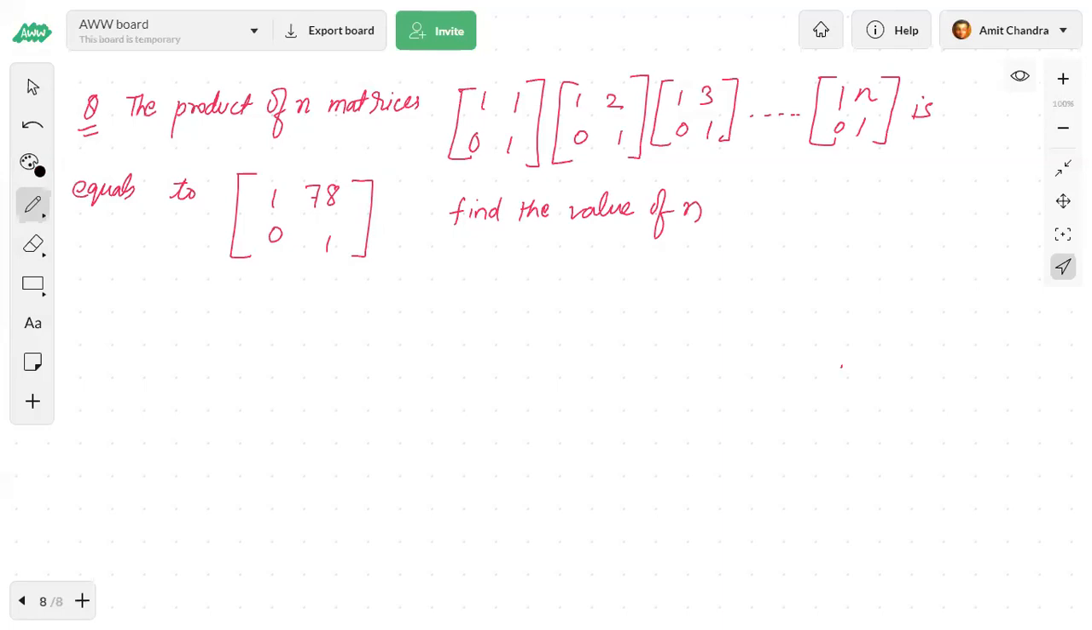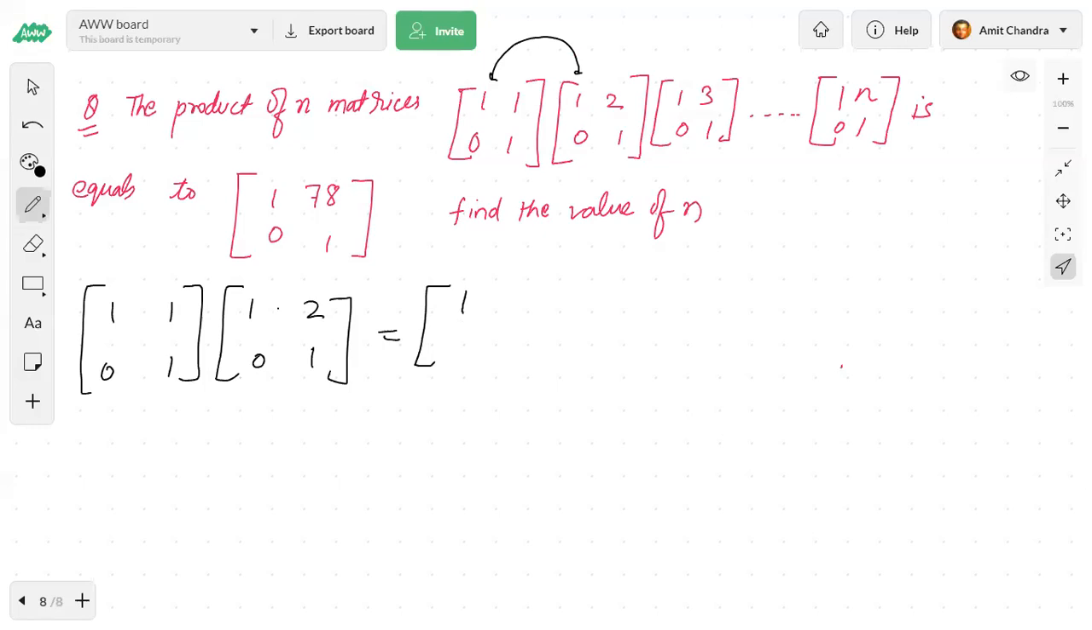Because this is n times multiplied, there has to be some pattern, because without a pattern you cannot simply keep on multiplying matrices n times. So let's see, if I multiply the first and second matrix, let's see what we will get. When I multiply [1 1; 0 1] with [1 2; 0 1], 1 into 1 plus 1 into 0 gives 1. 1 into 2 plus 1 into 1 gives 3. 0 into 1 plus 1 into 0 gives 0. And 0 into 2 plus 1 into 1 gives 1. So when I multiply the first and second, I get the third one.